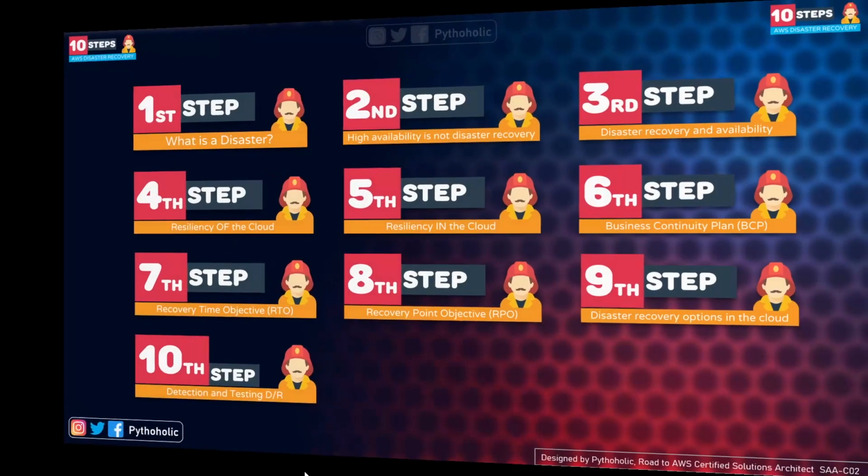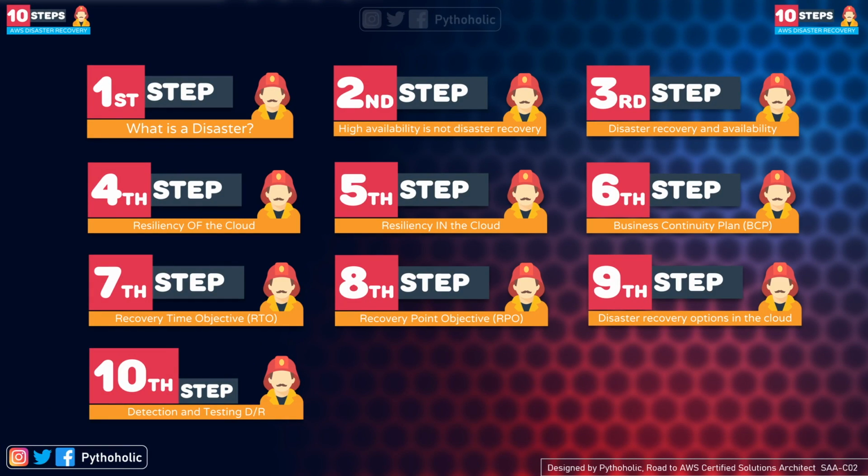Let's move on. So this is it. We are done with the 10 steps of disaster recovery, and I hope you got the idea of how disaster recovery works for AWS or with AWS. And you can read more about this in the documentation.